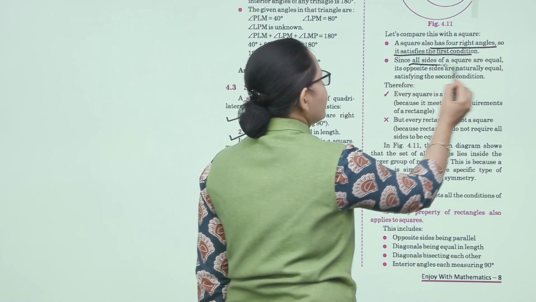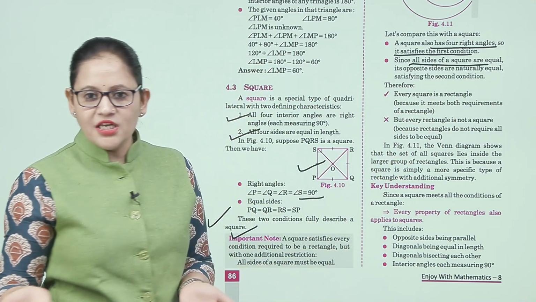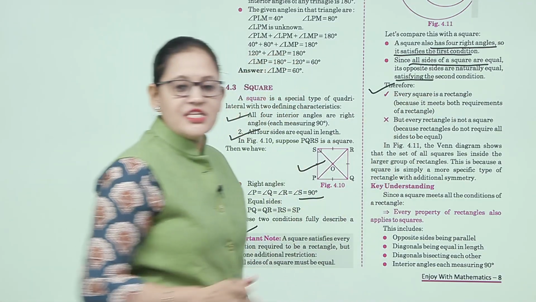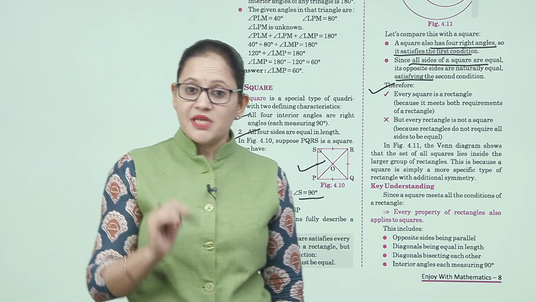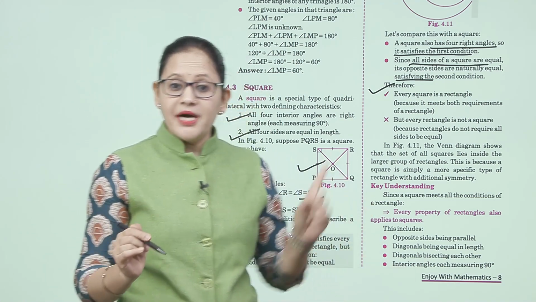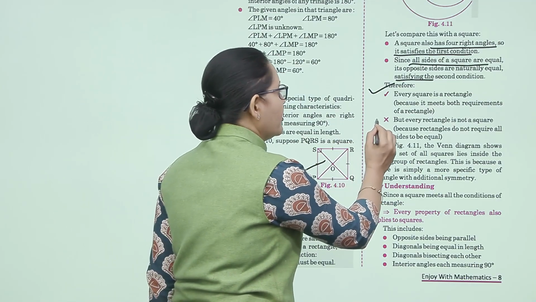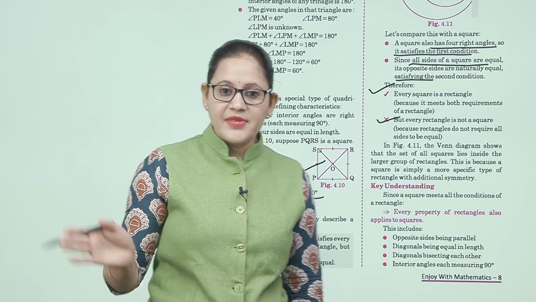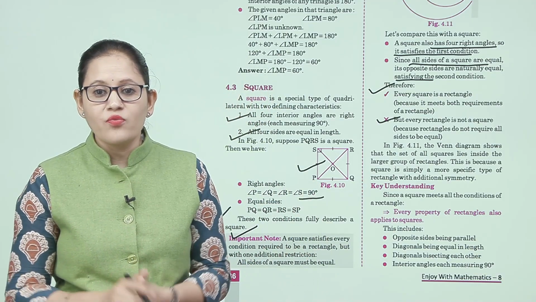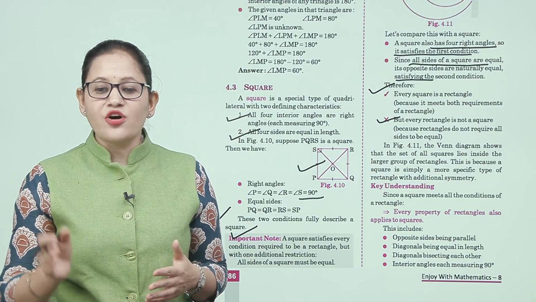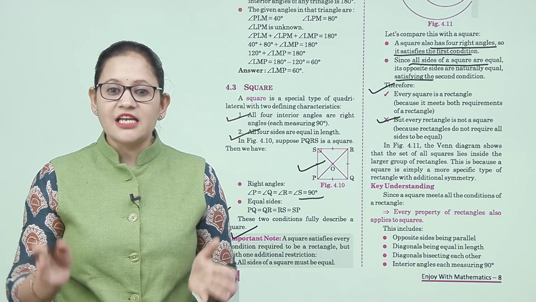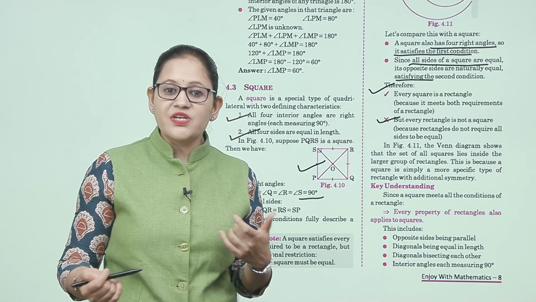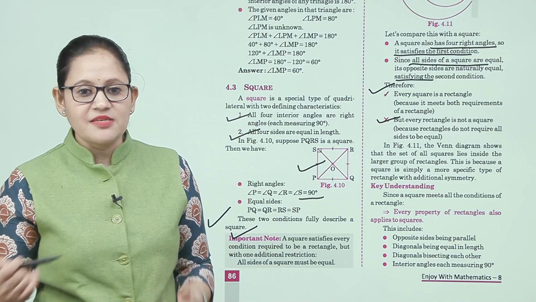Since all sides of a square are equal, its opposite sides are naturally equal. So, it satisfies the second condition also. Therefore, we can say every square is a rectangle because it meets both requirements of a rectangle. But every rectangle is not a square because a rectangle does not require all sides to be equal. In figure 4.11, the Venn diagram shows that the set of all squares lies inside the larger group of rectangles. This is because a square is simply a more specific type of rectangle with additional symmetry.